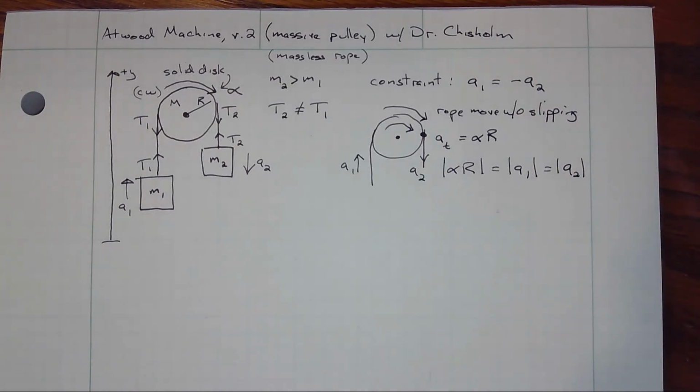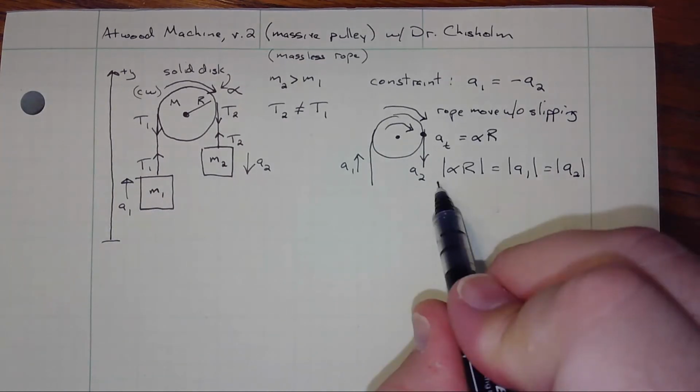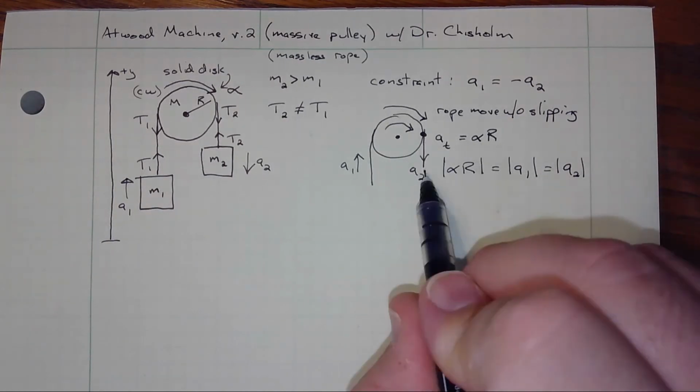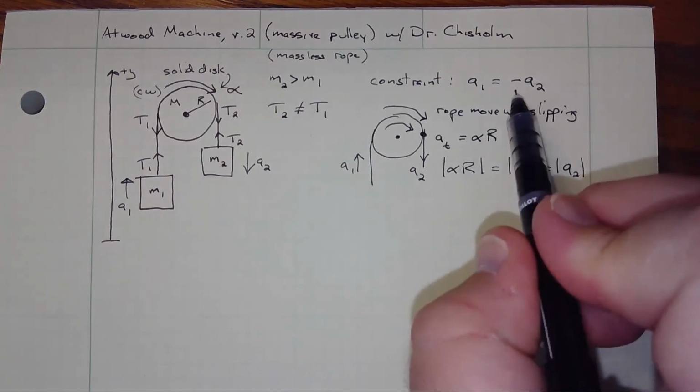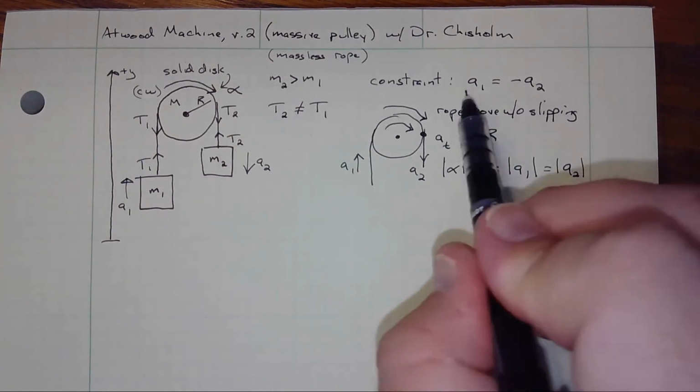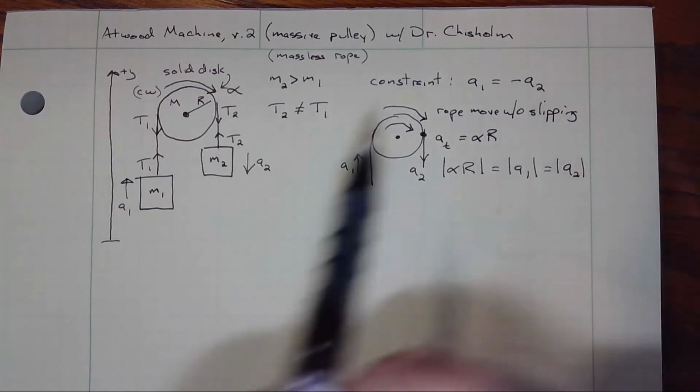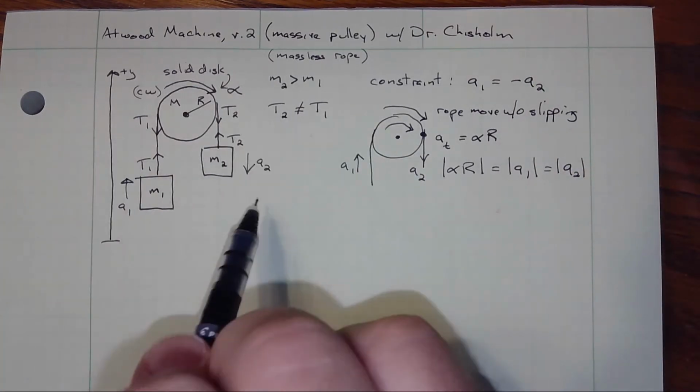That becomes my constraint. Again, this constraint comes from matching the acceleration of the rope to the tangential acceleration of the point on the rim. Notice I wrote everything there as magnitudes, because we have signs we need to take into account. Got to make sure that we get our positives and negatives. As we saw before, if a1 is positive, a2 is negative.